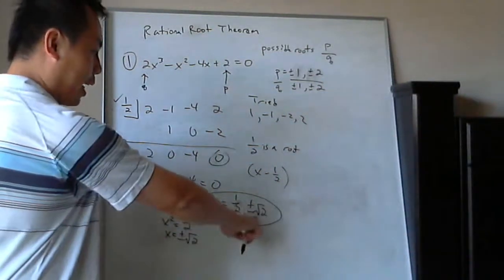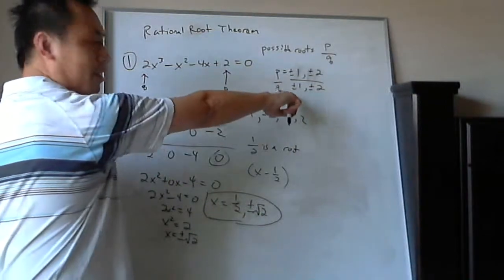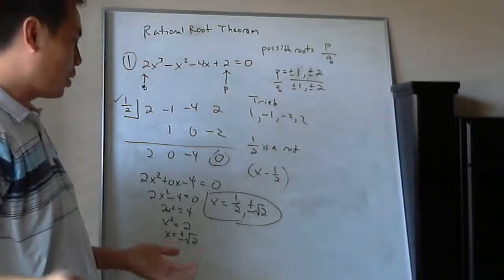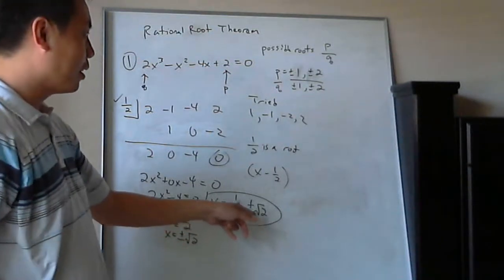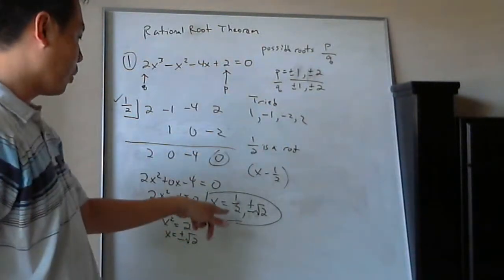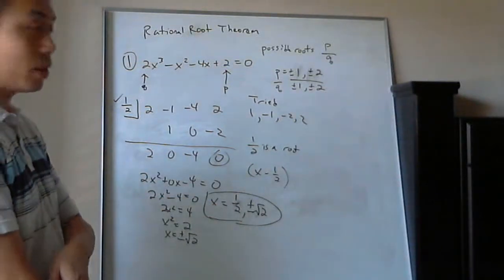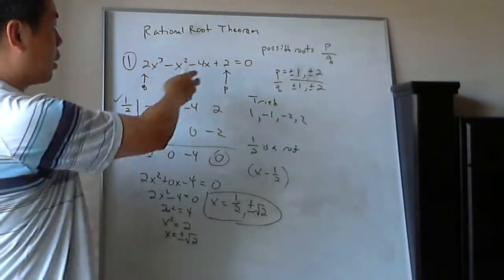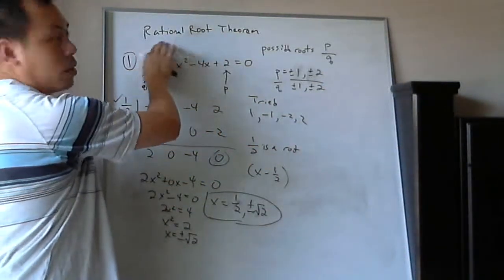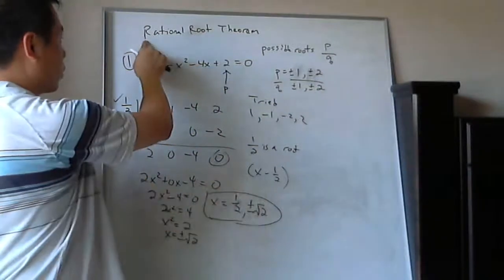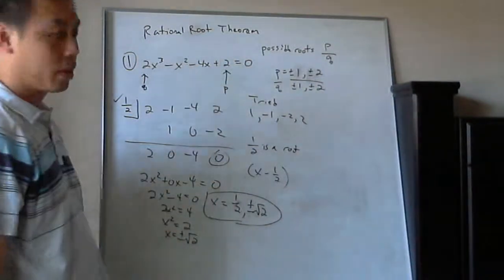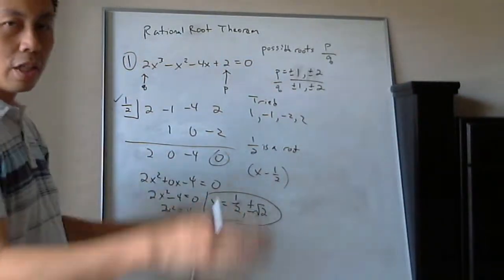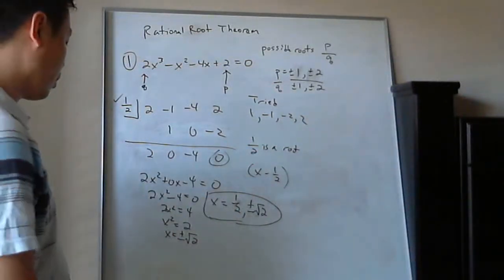Now you're probably wondering, is it possible to get root 2 with this? No, it's impossible because root 2 is an irrational number. You can't write root 2 as a fraction. That's why 1/2 is the only rational root for this equation. That's what this whole theorem is about: only finding the rational roots. You cannot find the square root of 2 with this theorem. But it's very useful. If you can find just one rational root, all the other roots you can solve by different methods.